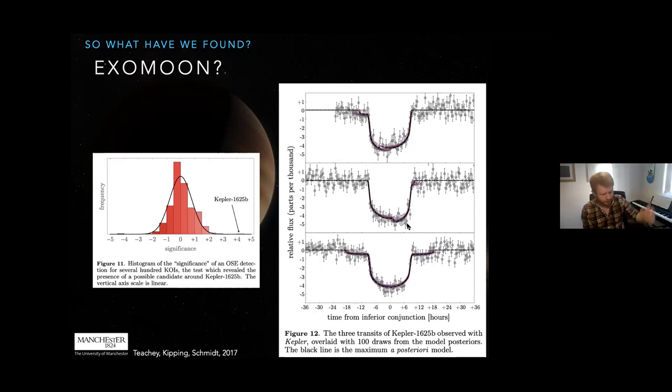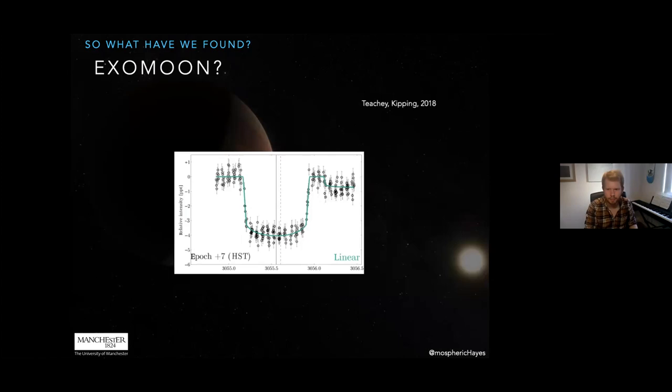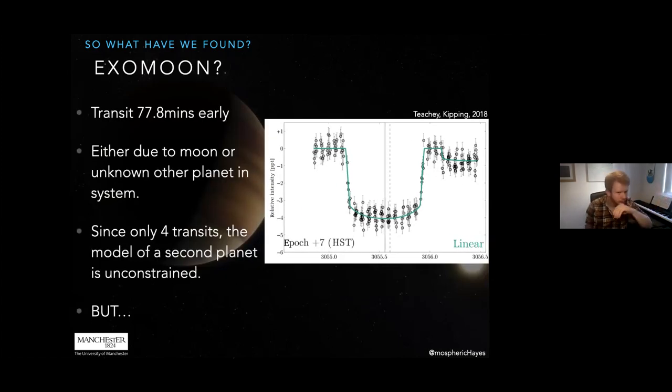So they followed up with some observations from the Hubble Space Telescope. The observations at the top are the original ones that I just showed you. And then the three at the bottom are all the same data fitted with different models. And what you can see, and what everyone got very excited about, was this on the right here. So let's zoom in on this. What we've got here with the dotted line is what's known as the predicted T-naught. So this is when we were expecting the middle of the transit to be. What you've got with the solid line is when it was.